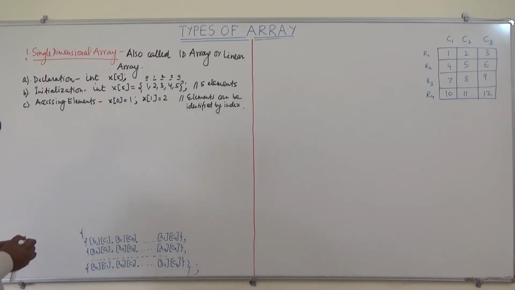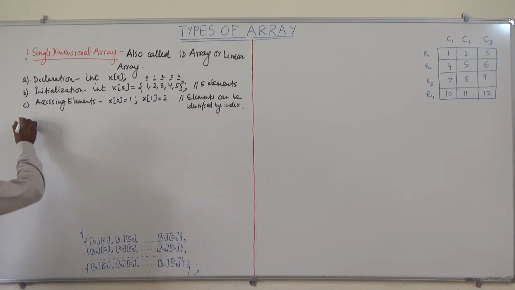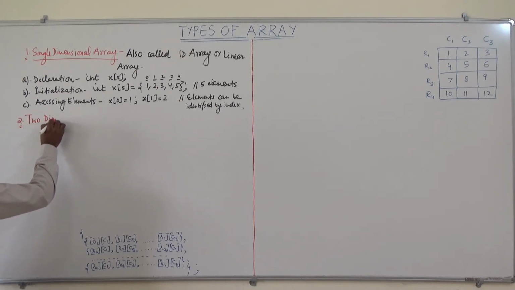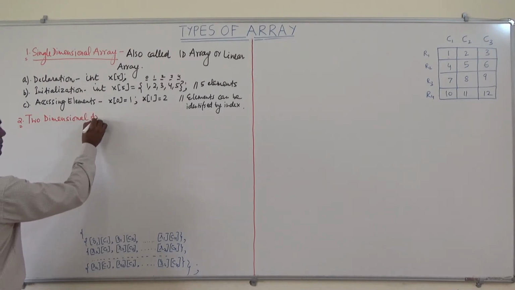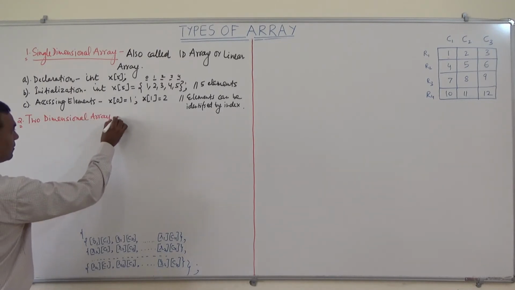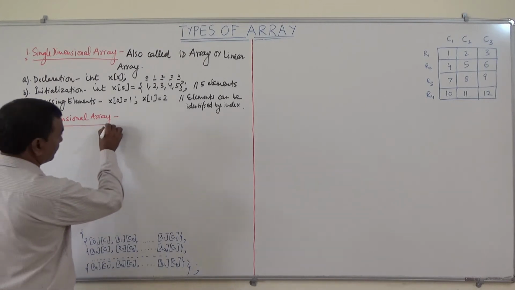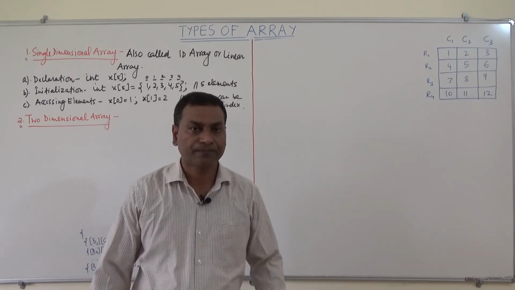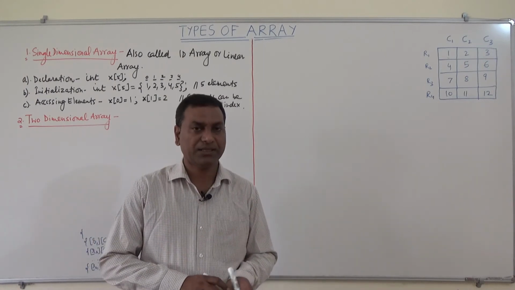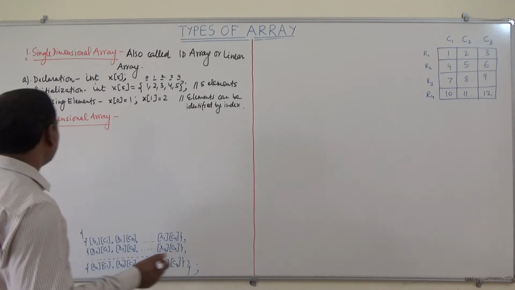Now we will see the second category of array. This is the two-dimensional array. The two-dimensional array is the category of multi-dimensional array. We can say array of array containing 2 dimensions.